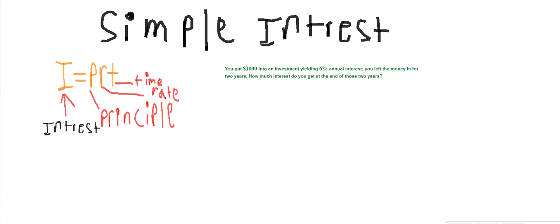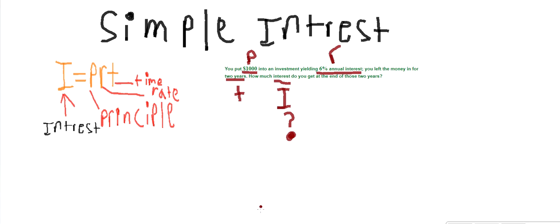So let's annotate this question. You put $1,000. Boom, right there, that's your principal, because principal is the fancy way of saying how much money you started with. That's your P right there. 6% annual interest, that would be your rate. 2 years, that would be your time. Interest, that would be your I. Your unknown, that's what you're solving for.